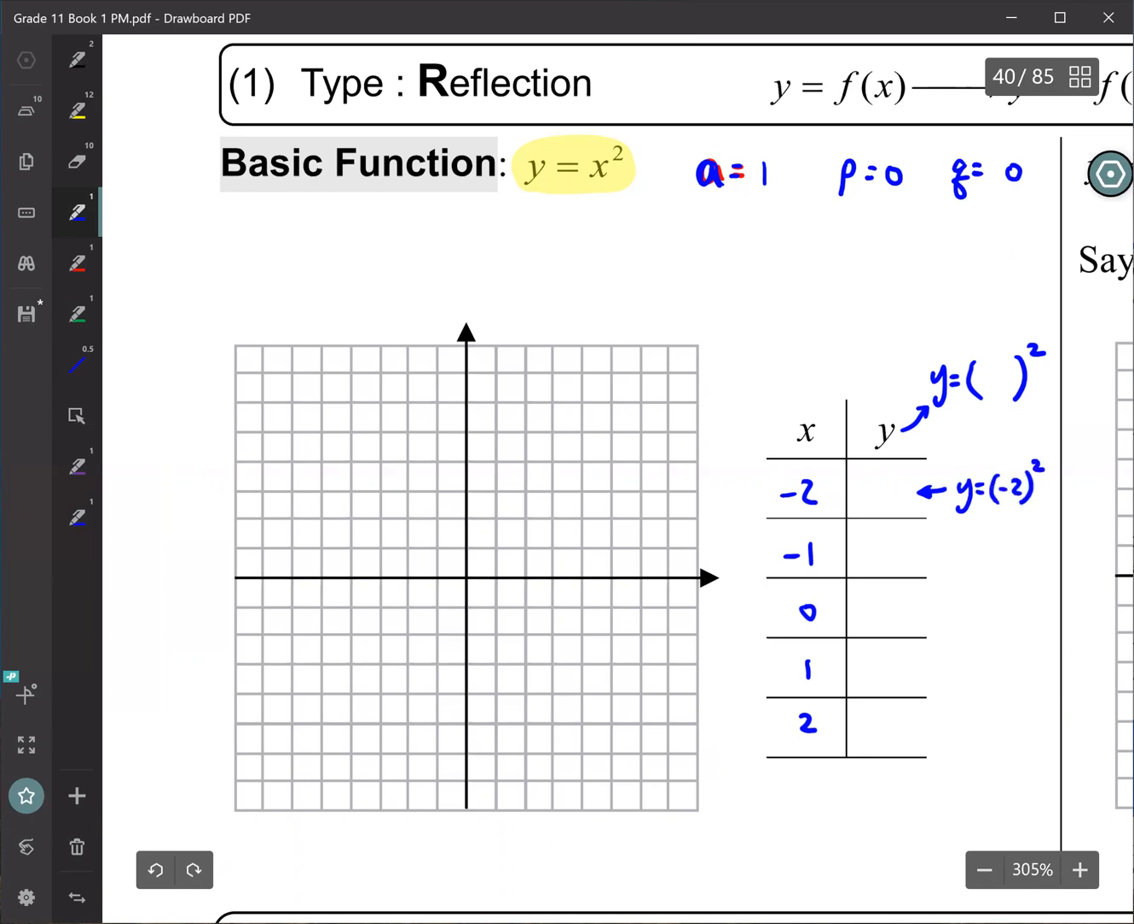Remember this one has brackets, so everything in the brackets times itself. So it should give you 4. Please complete the table and raise your hand.